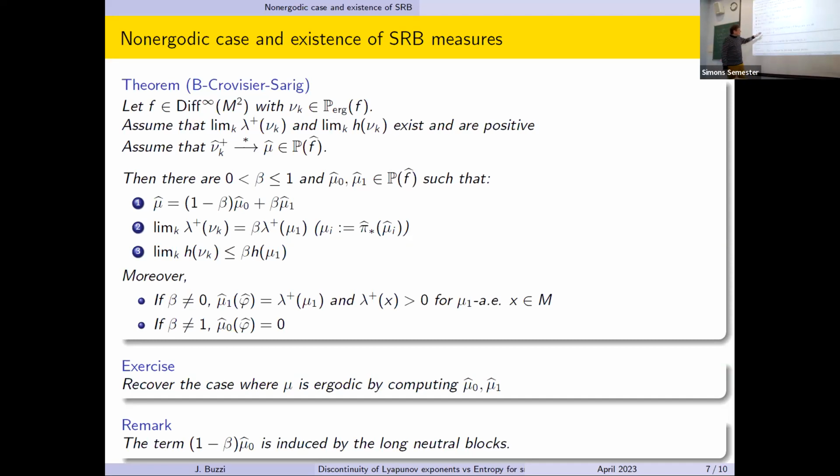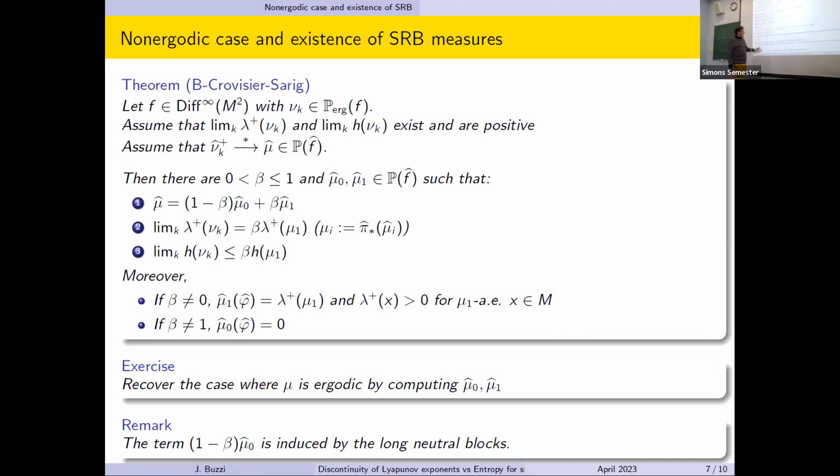In fact, mu 1 hat has a stronger property: almost every point for the projected measure is hyperbolic. I mean, it has positive top exponent. And for mu 0 hat, I'm not saying that it has almost everywhere 0 exponent, that would be false in general, but the average dilation is 0. Okay, so from these properties, you can recover the ergodic case.